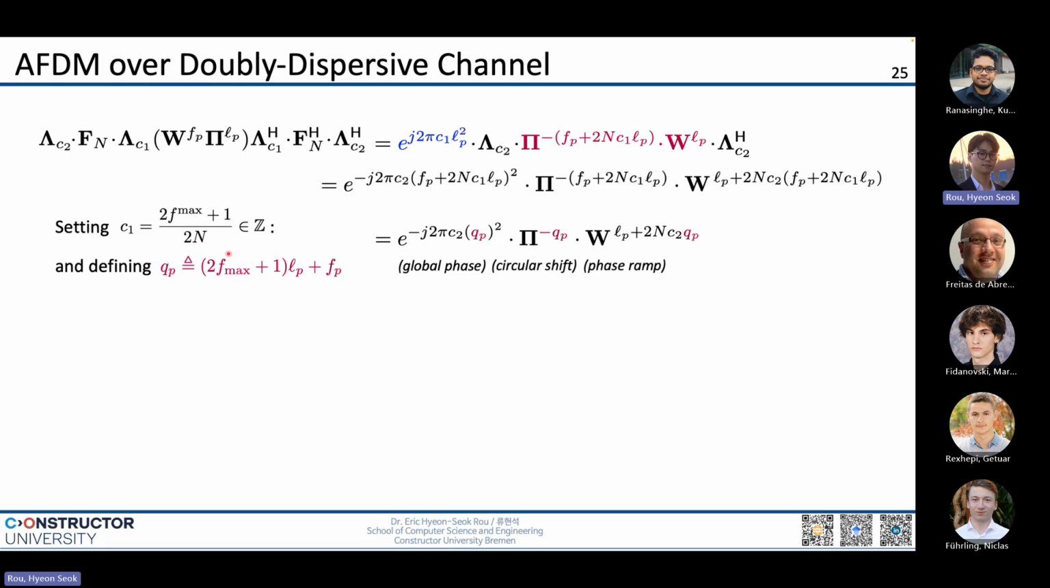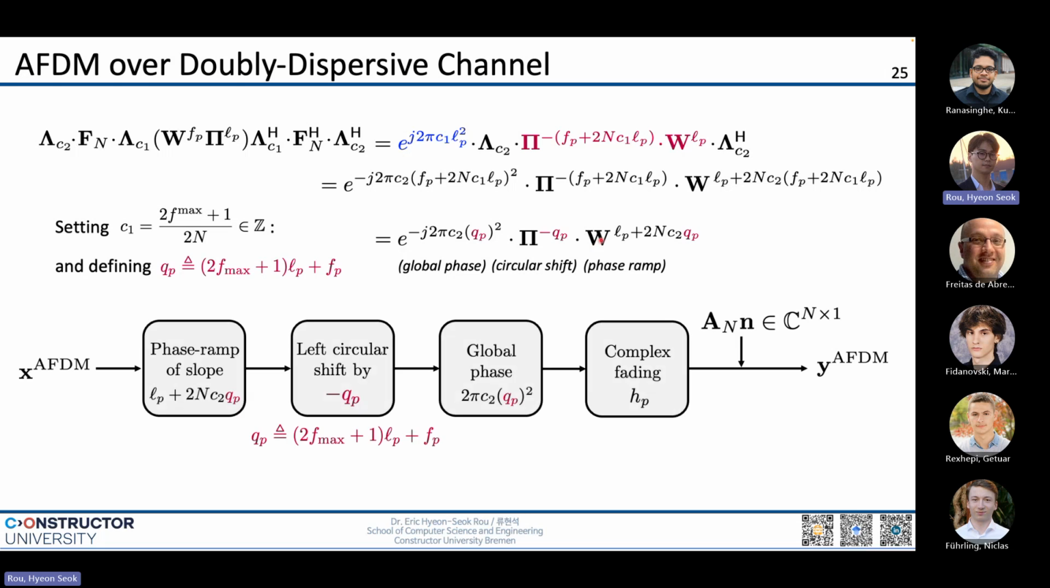which is dependent on all of the parameters, the delay, the phase, and the C2 parameter. But in the end, this is not really relevant because it's a global phase. And the circular shift, which is only dependent on this term Q of P, and then a phase ramp, which is dependent both on the delay and the chirp parameters. So now we get the final input-output relationship between the AFDM input signal and the output signal, which is a phase ramp of a given slope determined by some complex factors between the delay and Dopplers.